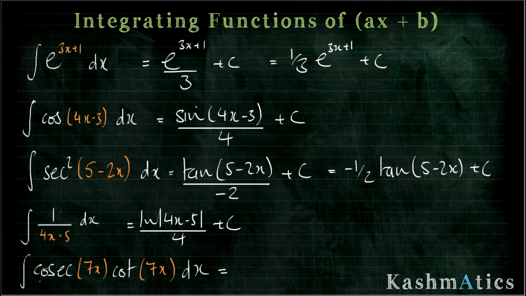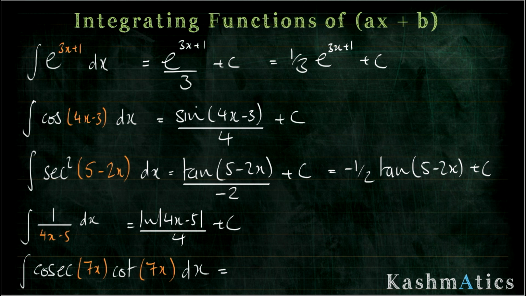And this one here, if you recognize it, this is where I said, have these in your memory if you can. Okay, cosec x cot x comes from cosec x. So the derivative of cosec x is minus cosec x cot x. So the integral of cosec x cot x will be minus cosec x. But instead of x, I've got 7x.